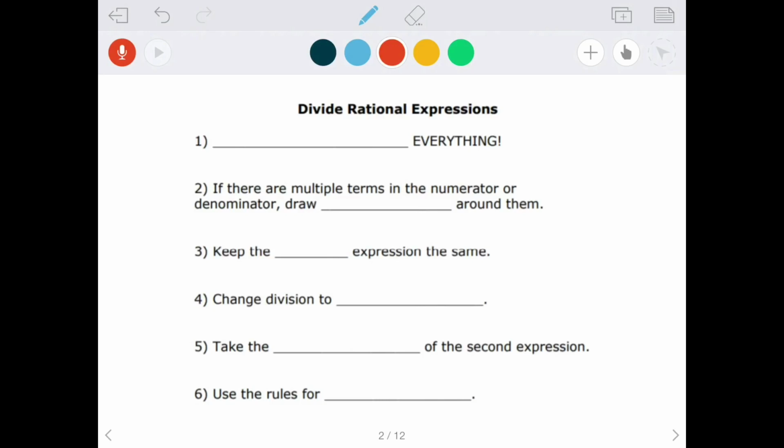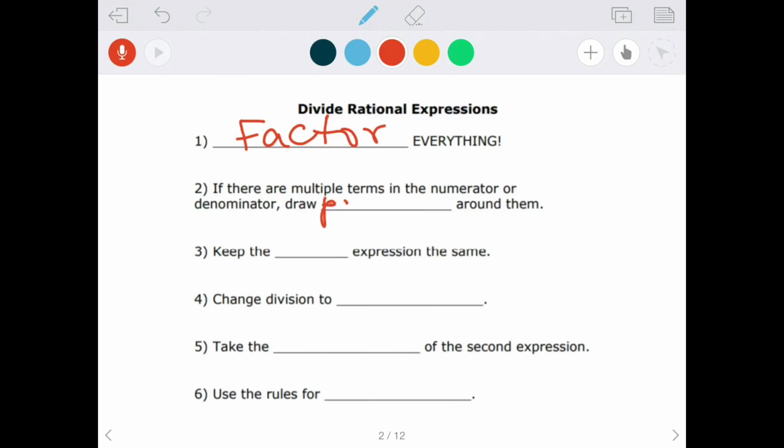Hello, mathletes. We are going to divide rational expressions today. So there are 6 steps for dividing rational expressions. The first is to factor everything. Just like when you are multiplying, you are going to factor everything.